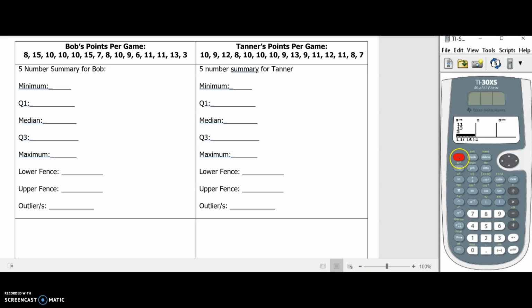Go ahead and hit second data, enter for number 1, enter L1, enter 1 for the frequency, and then what you're going to look for is the 5-number summary in the calculator. So if you scroll down, there you have the minimum, which is 3, quartile 1, which is 8, the median is 10, quartile 3 is 11, and the max is 15. So go ahead and enter that into your 5-number summary.